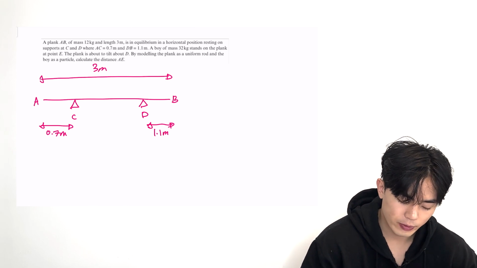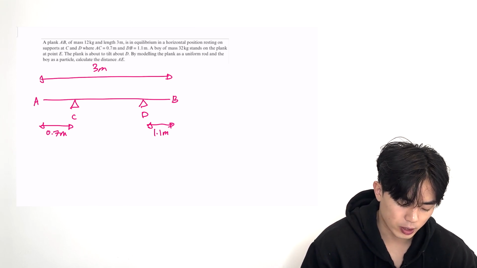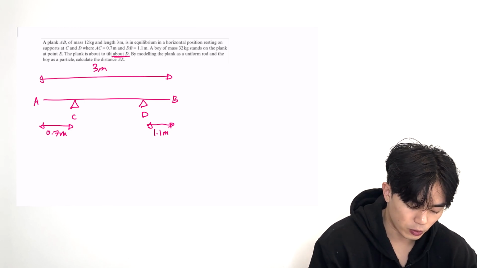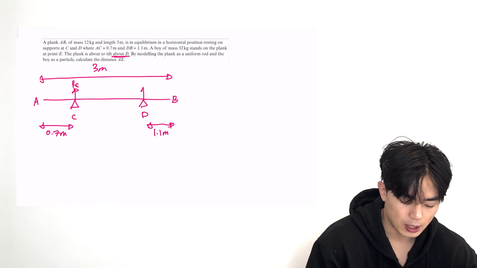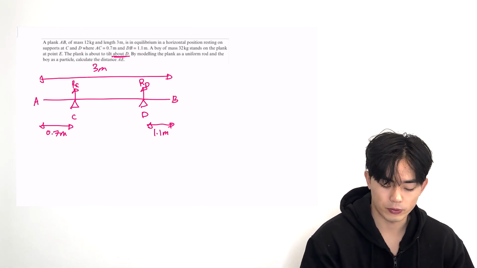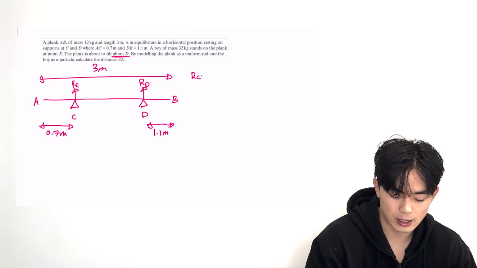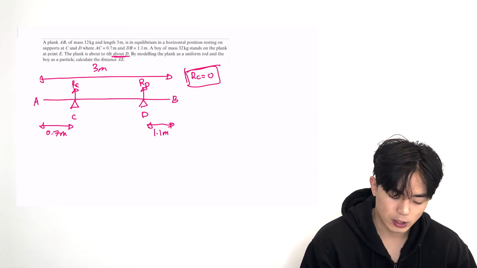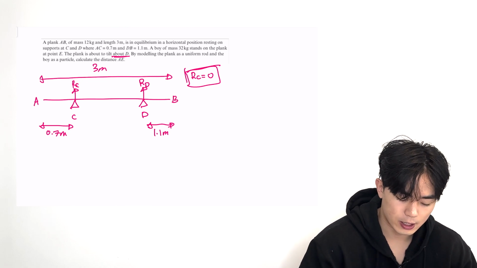Okay, so a boy of mass 32 kilograms stands on the plank at point E. The plank is about to tilt about D. So we have the reaction forces RC and RD. If it's on the point of tilting about D, we know the other pivot's reaction force, in this case C, is equal to 0. So that's a condition we have to be aware of: RC equals 0. By modeling the plank as a uniform rod and the boy as a particle, calculate the distance AE.